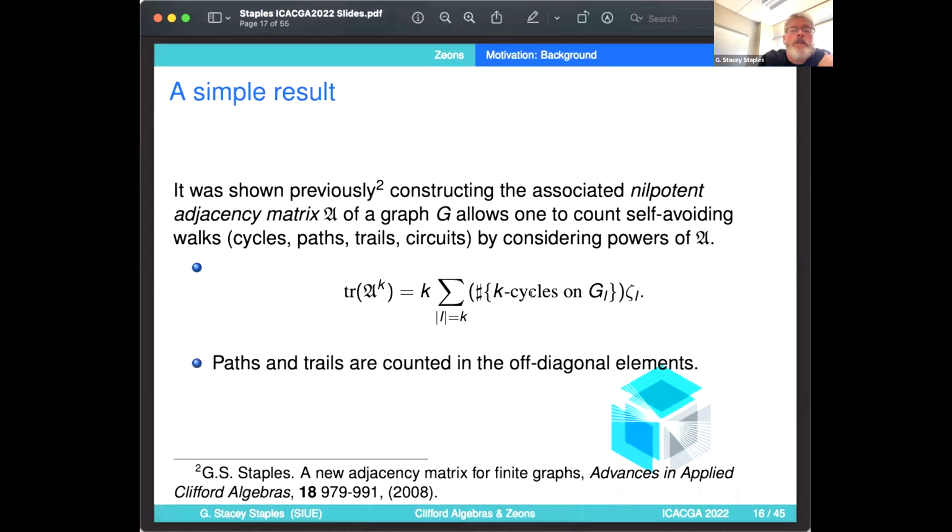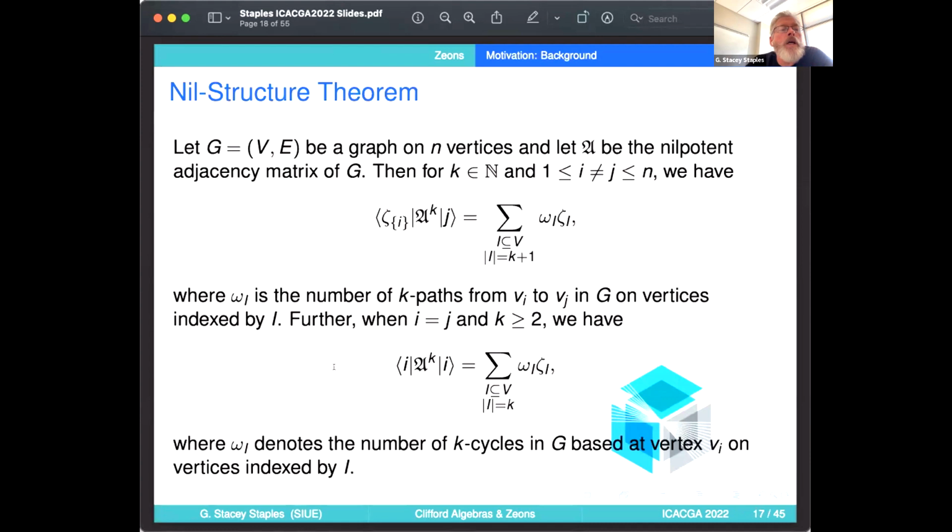Paths and trails are counted in the off-diagonal elements. So cycles appear on the trace along the main diagonal. Paths and trails show up in off-diagonal elements.